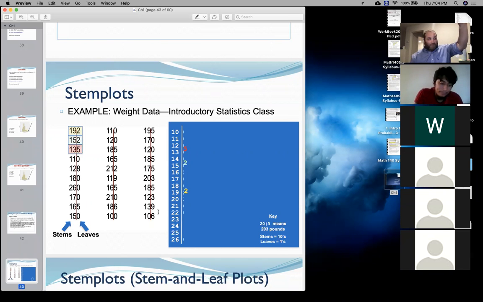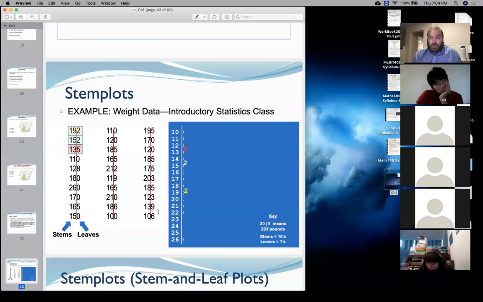So the first data point, what are the first 2 digits of the first data point? The top left data point, what are the 2 digits? 19. So the next one, what are the first 2 digits? 15. 15, 13, 11, 12, 18, and so on.